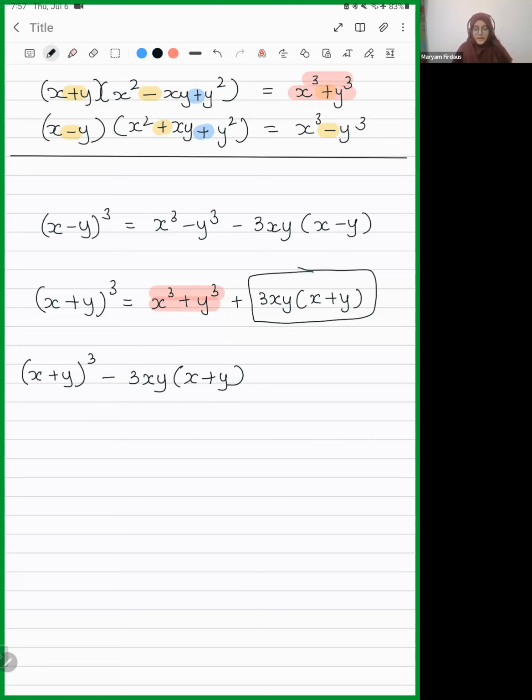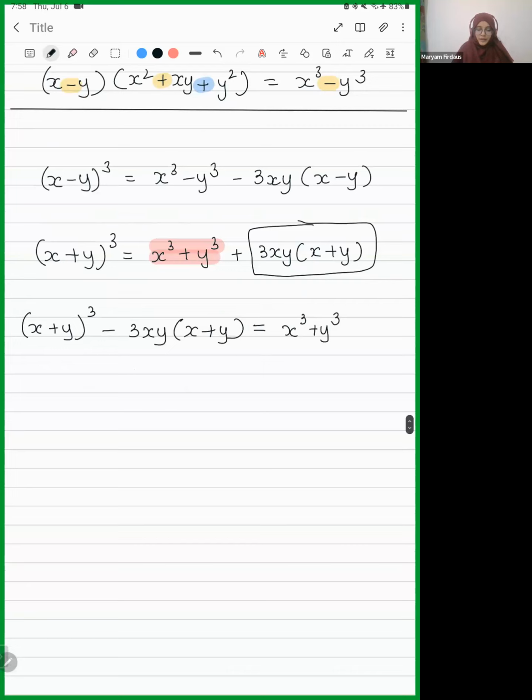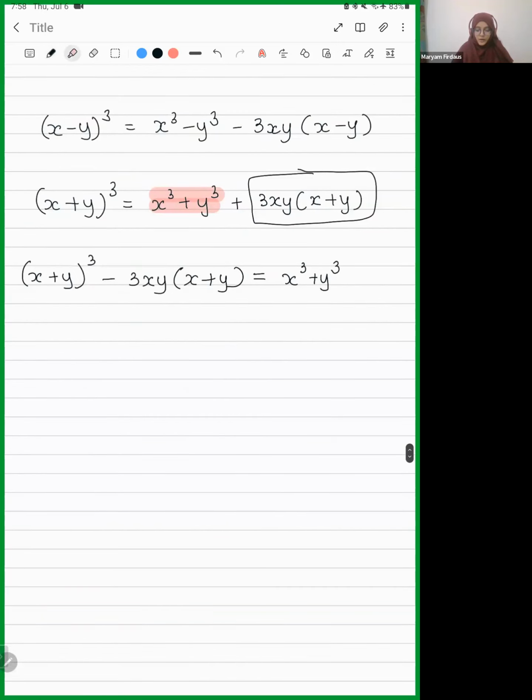All right. Equals. Now, what are we left with in the RHS? X cube plus y cube. All right. Now, can you see this? Over here you have x plus y whole cube. Over here you have x plus y. Do you think you can take something common over here? Can we take x plus y as common? Yes, ma'am.